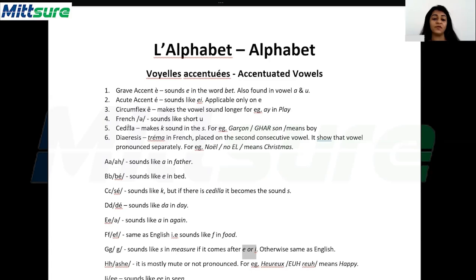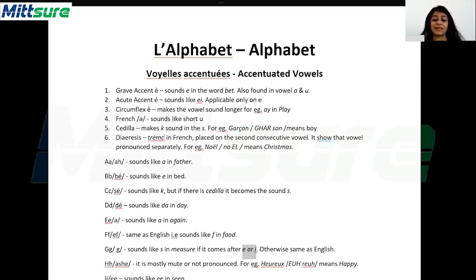Cedilla is one of the exceptions in these accentuated vowels. Why? Because it is not put below a vowel. Instead it is put below an alphabet that is C, that is a consonant, right? So this cedilla says that usually the sound of C is K in English or in French. But with this cedilla sign below the C, it will have the sound of S in French, just like in the word garçon. Garçon. As you can see, here we are having the sound of C as S, not the K. It means boy.